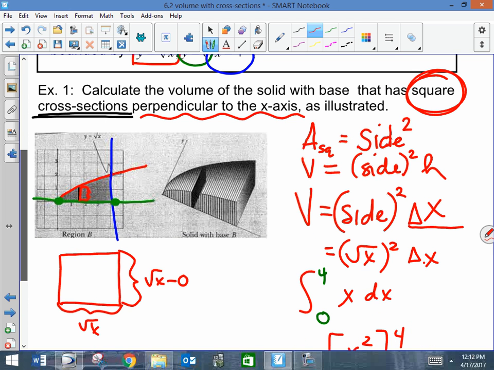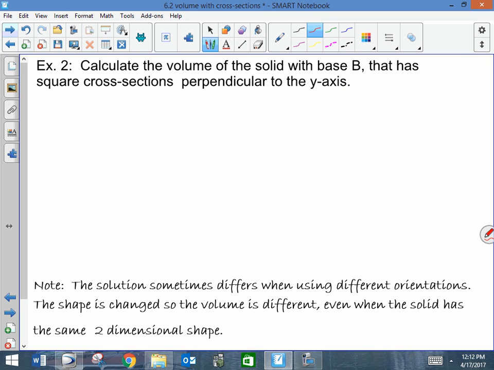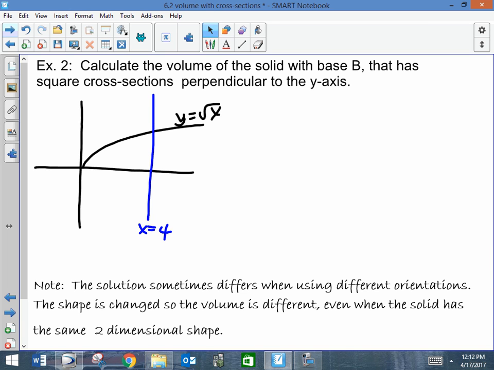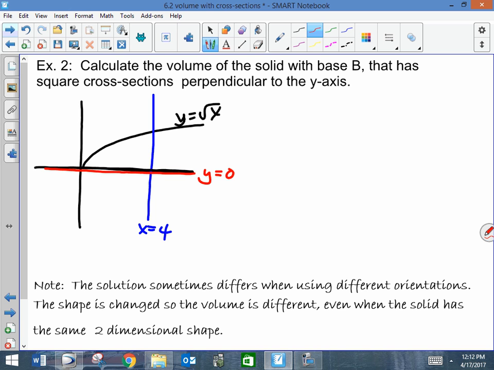All right, we're going to do another one, same shape, but we're going to divide it up differently. Okay, so we got our y equals radical x again. We got x equals 4. Again, I should have pasted. And y equals 0, right? Okay, so we start out the same way with that shaded area.